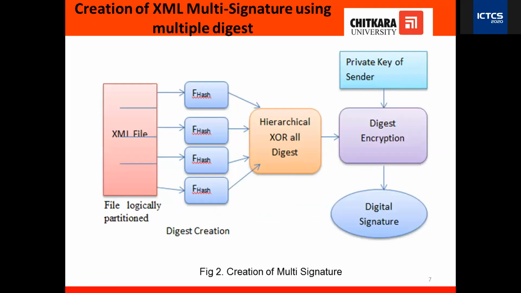So this is the basic block diagram that we are following: the XML file is divided into some documents, which are then hashed using a hash function. Then we use hierarchical XOR of all the values, and then we encrypt this with the private key of the sender, and this digital signature is produced.